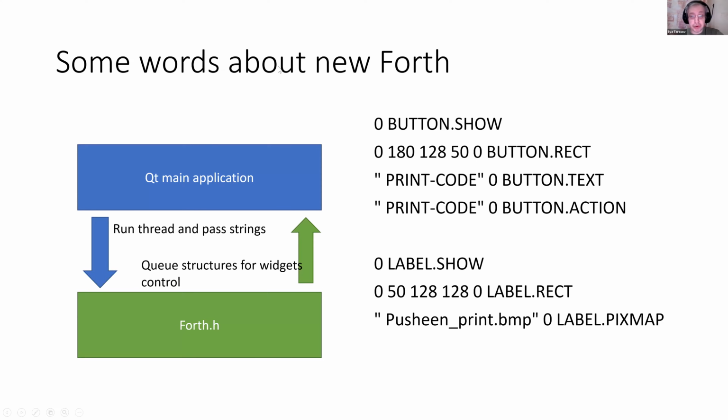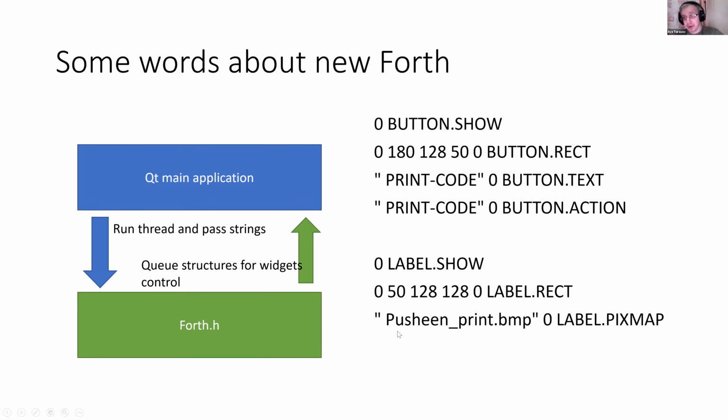Okay, and some words about the new Forth I will use to demonstrate how it works. Now I use the Qt environment. I use the Qt framework to write a desktop application, and the Qt main application just passes strings to the Forth machine, defined as an included header file. And what the Forth file does is Qt structures for widgets control. So there are some examples to define a button and place it in the application window.